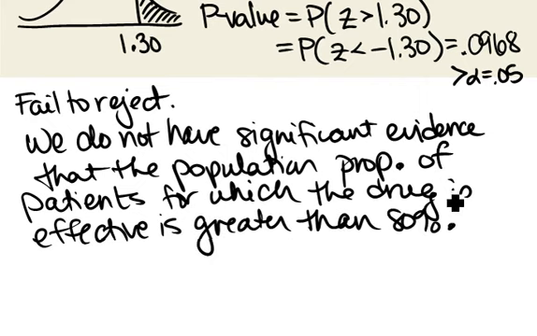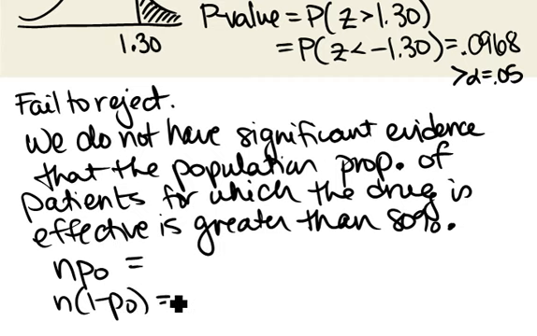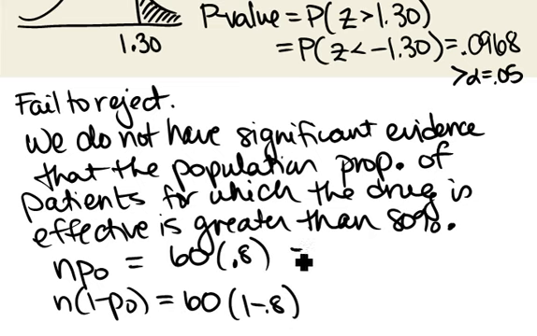One last point here is that you always want to check the conditions required for your test to be valid, and that is if n times p0 and n times 1 minus p0 are at least 10 for these one sample proportion problems. We have a sample size of 60, and our test value p0 is 0.8. And so if you check both of these, 60 times 0.8 is 48, and 60 times 0.2 is 12. These are both greater than or equal to 10, and so the test that we have looked at is a valid test.